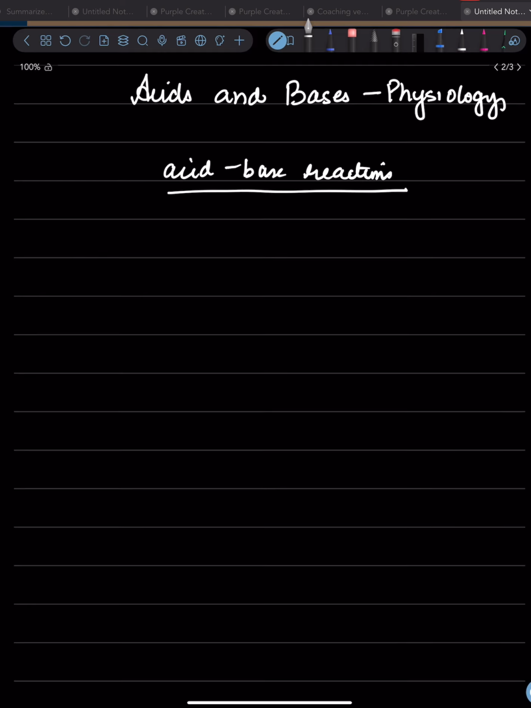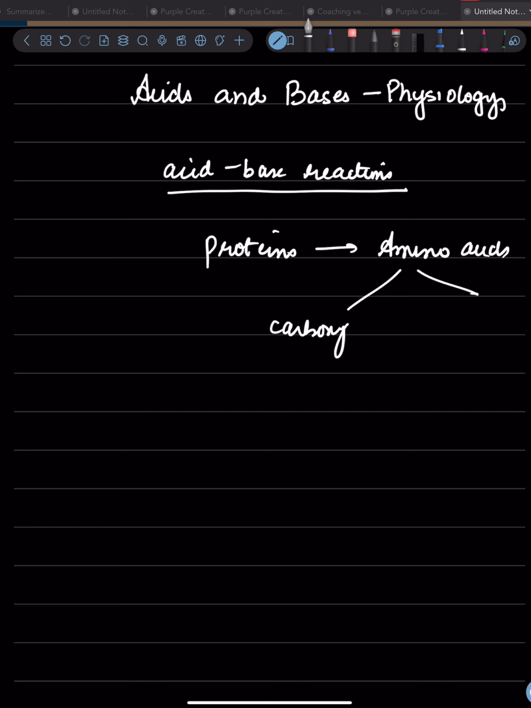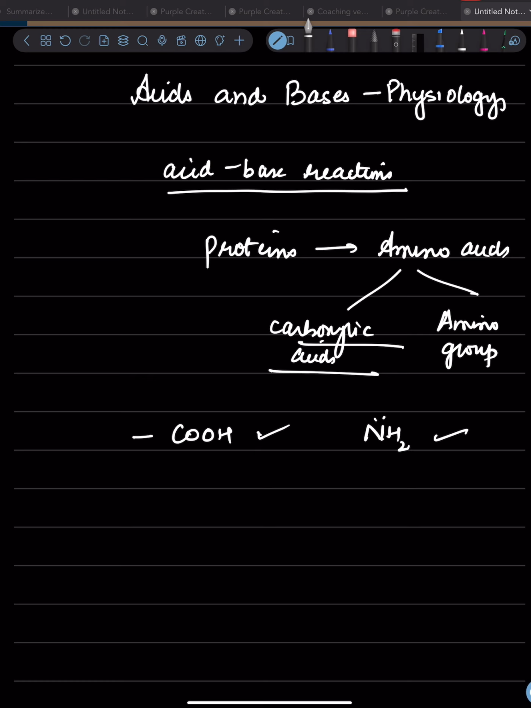We know that proteins are a major part of our body and they are composed of amino acids. Amino acids further are composed of a carboxylic acid group and an amino group along with the R group. But we are mainly concerned with this amine group and carboxylic acid group. Now, how are they existing? Are they existing as such at a certain pH, or are they existing as a carboxylate ion or ammonium ion?